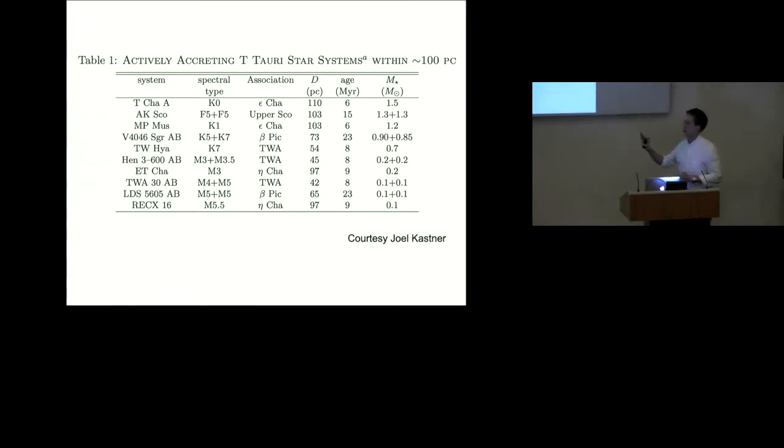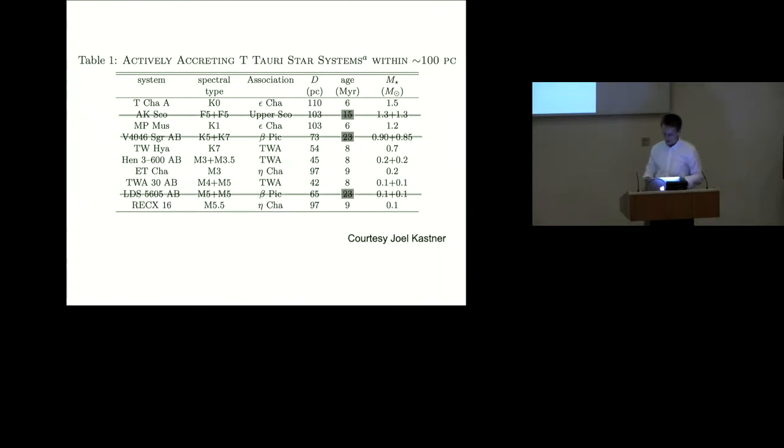And I'm going to walk you through this table. I like this table. It was made by Joel Kastner, and I borrowed it from him. These are actively accreting T Tauri star systems within 100 parsecs. These are the youngest stars within 100 parsecs. And if we look at this table carefully, I'm going to highlight a few stars here. There's a handful of stars here that are at ages of 15, 20 megayears or something like that. The planet formation process is long since over at these ages. Planet formation happens in the first few megayears when the gaseous disks are still present. So let's just ignore these. Let's cross these out of this table.